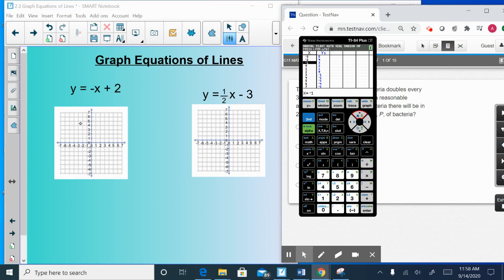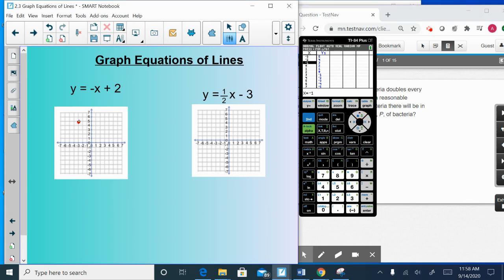-3, 5. Plot that point there. -2, 4. -1, 3. Right, we can plot some points and then connect those. That's what I'm going to be looking for on a quiz or a test, those plotted points.